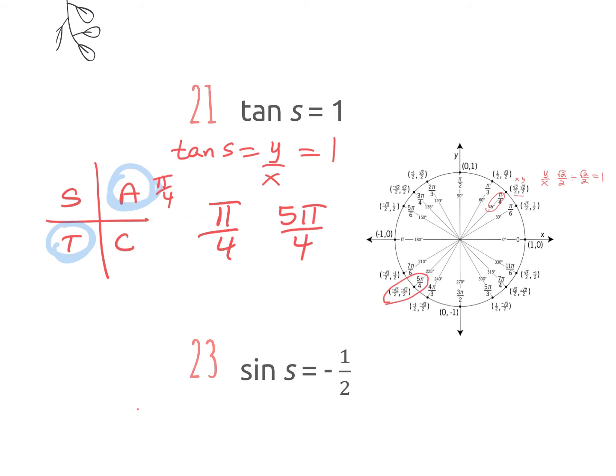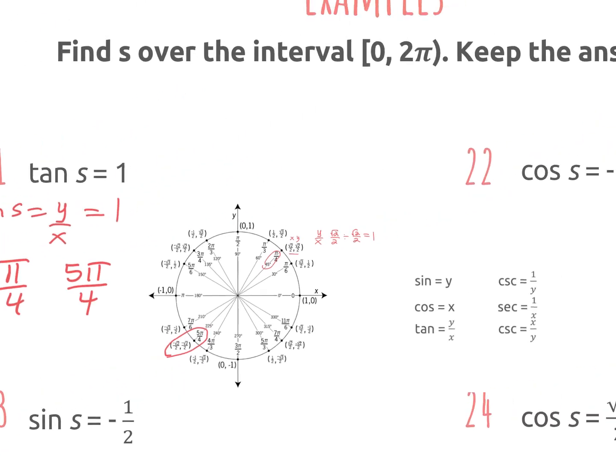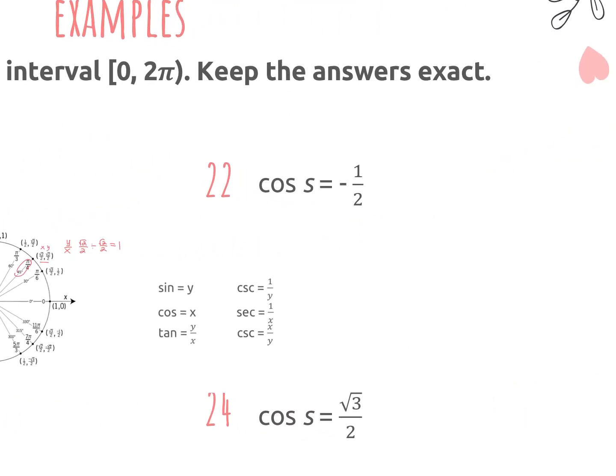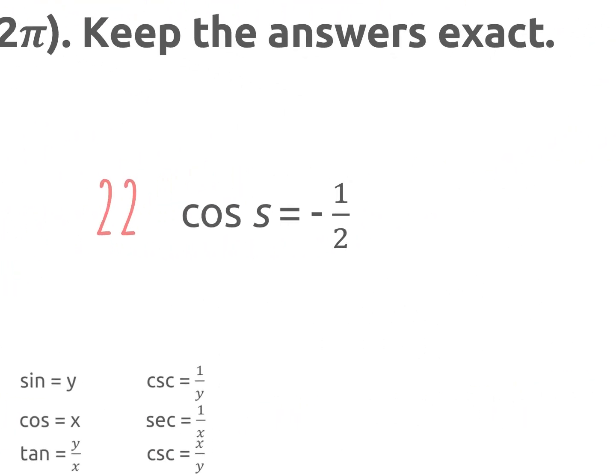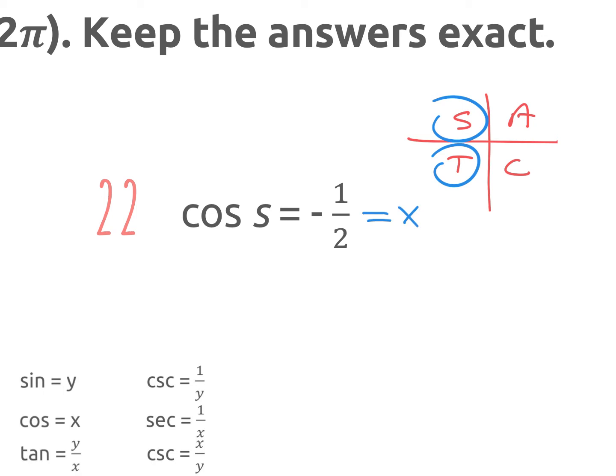Let's try the next one, cosine. We're looking to see where cosine is negative, so let's narrow down. All Students Take Calculus: cosine is negative here and here. Remember, for cosine, all we need to do is look at x. So we're looking to see which ordered pairs in quadrants 2 and 3 have an x equal to negative 1/2.